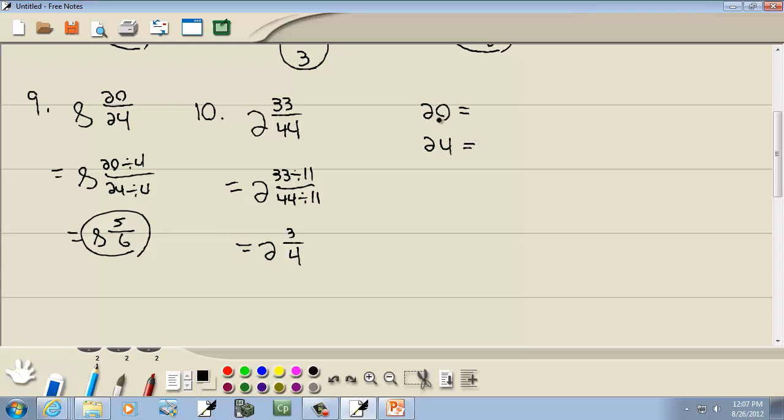20 is 2 times 2 times 5. And 24 is 2 times 2 times 2 times 3. Now, to figure out our greatest common factor, you look at what they have in common. You see these have 2 2's, and these have 2 2's. So the greatest that they have in common is 4.